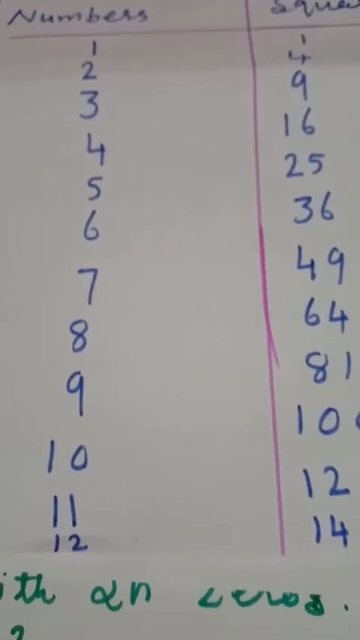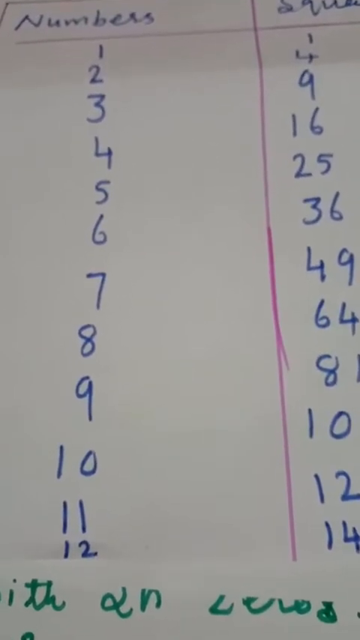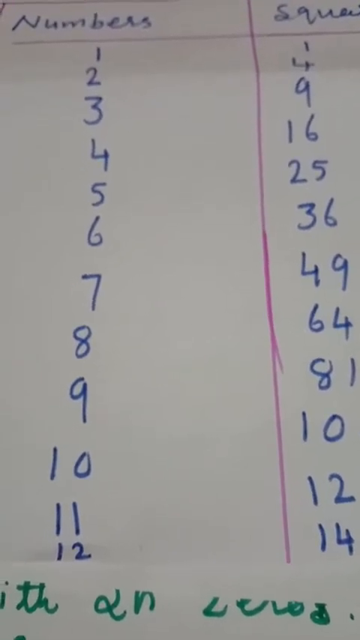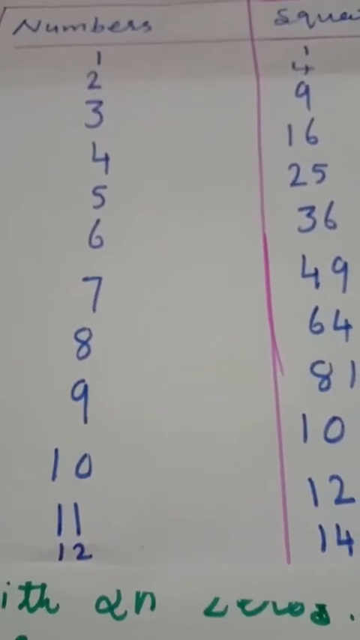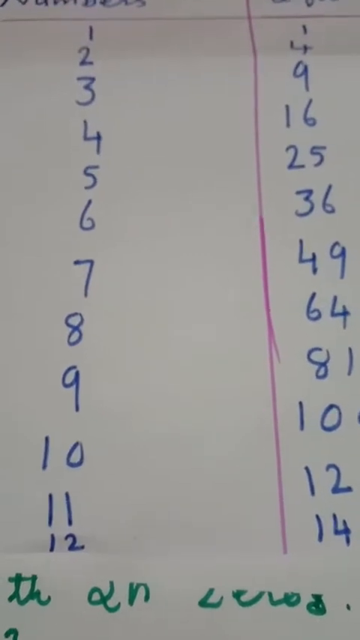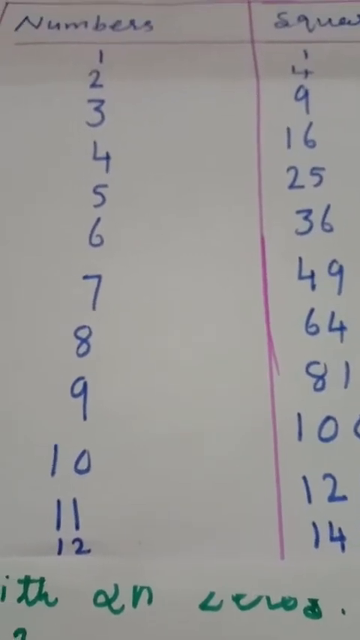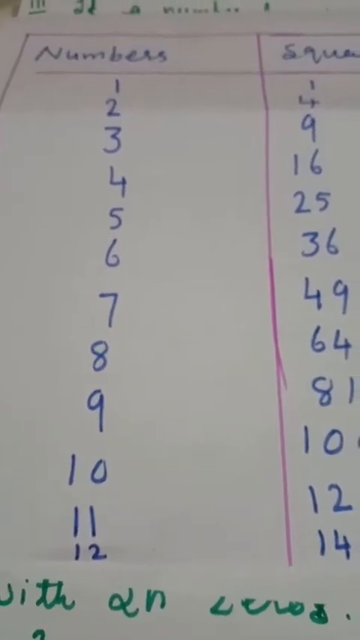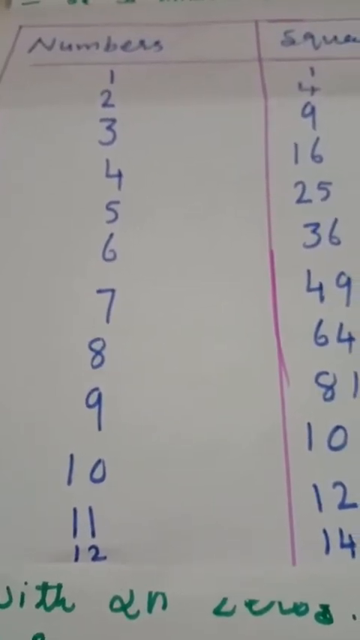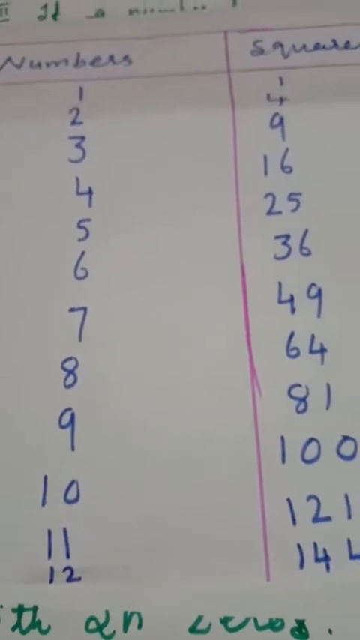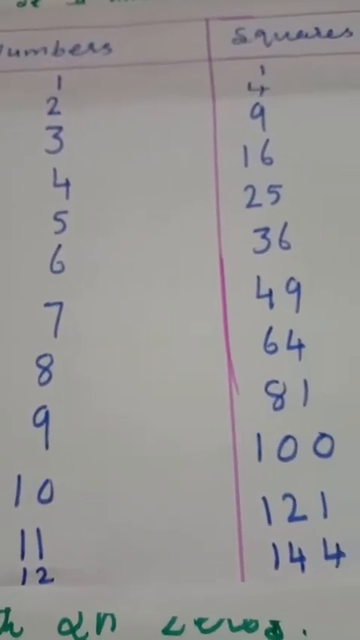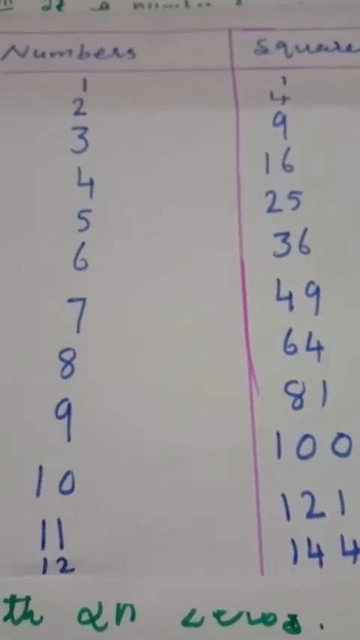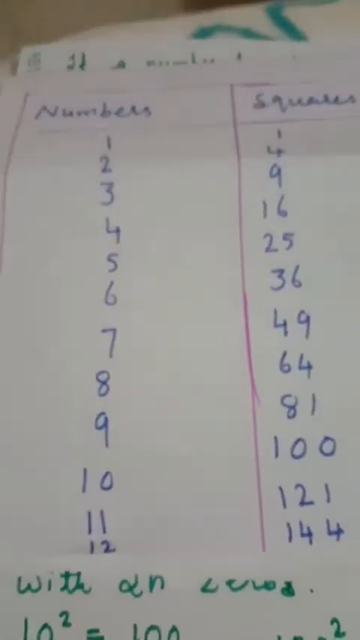Last week we learned about squares, square numbers, square root, perfect square, and how to find the square root by using the prime factorization method as well as the division method. Now today we are going to learn some properties of square numbers.